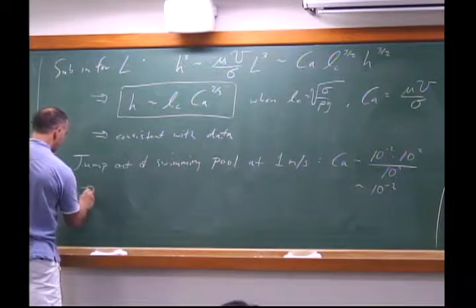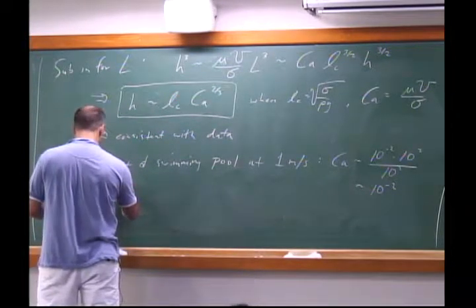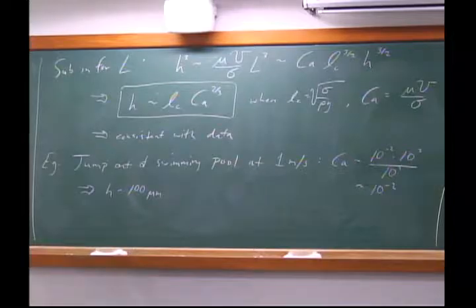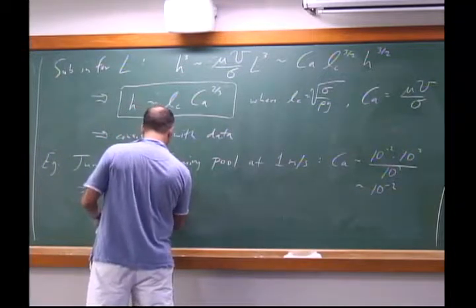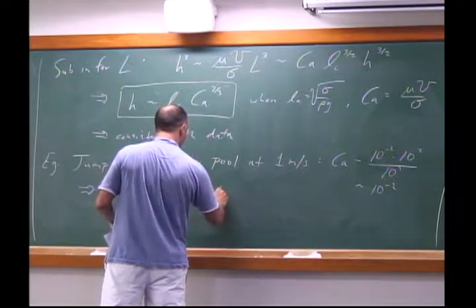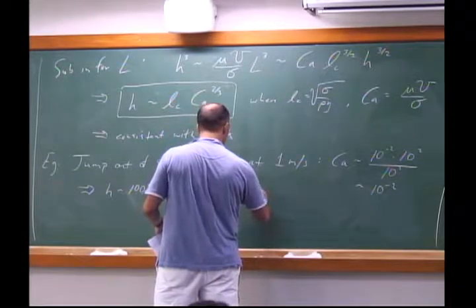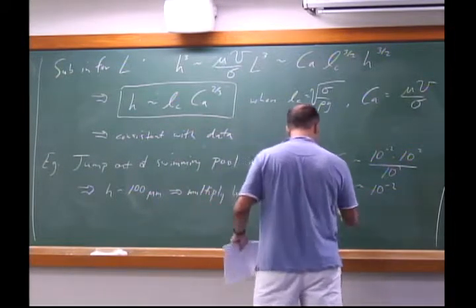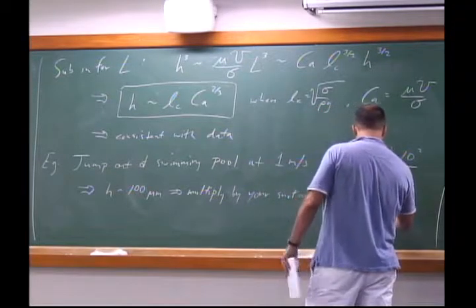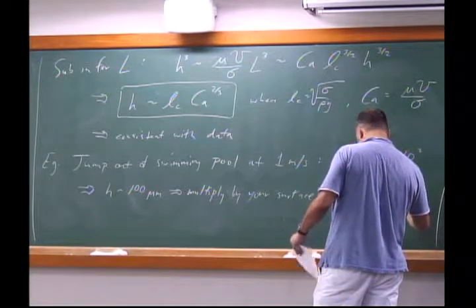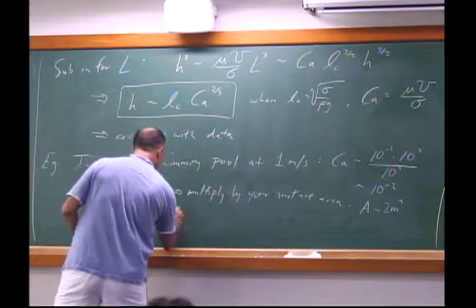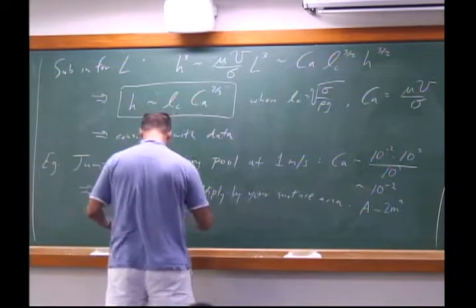So that gives us H on the order of 100 microns, which is about right. It's not, you don't get a whole millimeter of fluid sticking to your body, right? Get something less than that. And then if you multiply by your surface area, and well, let's just say you've been to Port Cow recently, and it's 2 square meters. And so you get around 300 grams of water.